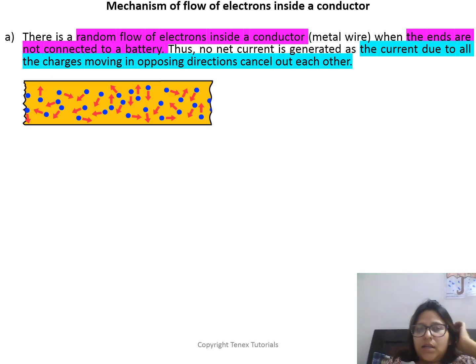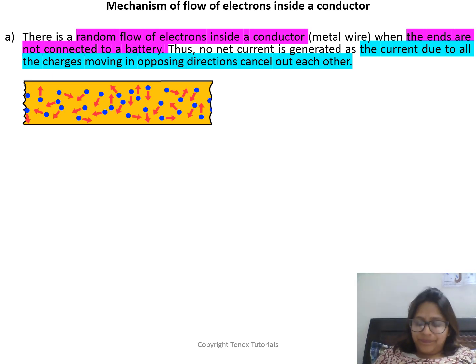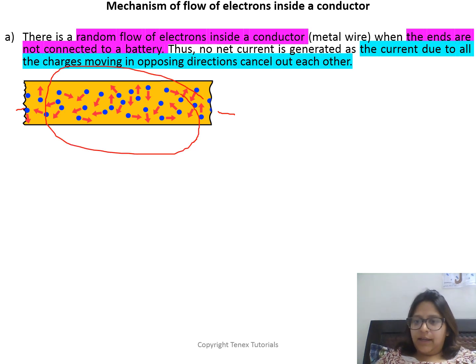So guys, when the conductor is not connected to any kind of battery, the free electrons move here and there, randomly just about anywhere. This is not a very productive movement, because the electrical current created by one electron is cancelled out by another electron. The opposing electrical currents cancel each other, and hence there is no net flow within the conductor.